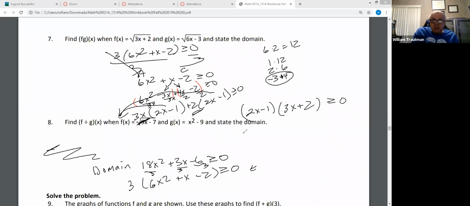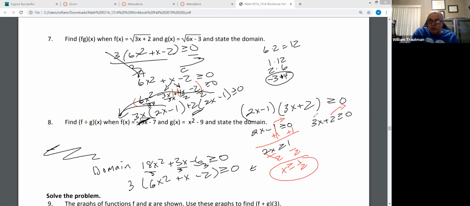So then we set up the zero multiply rule. This domain problem is tough. 2x minus 1 is greater than or equal to 0. 3x plus 2 is greater than or equal to 0. And then solve for x. Add 1. I'm left with 2x is greater than or equal to 1. Then divide by 2, divide by 2, and x is greater than or equal to 1/2.